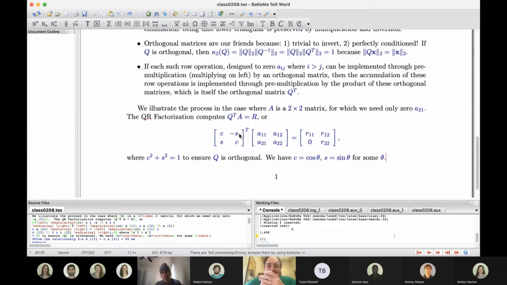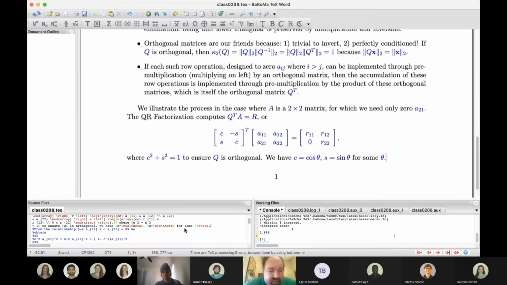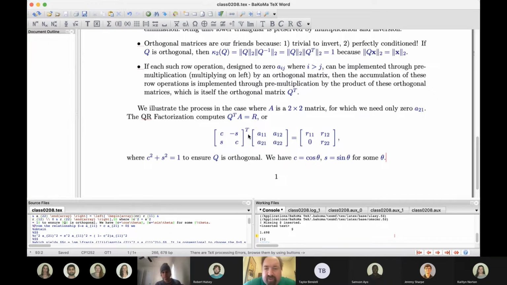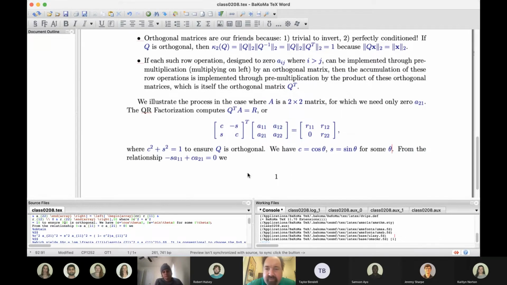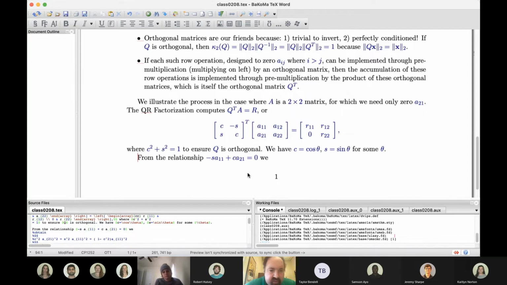Because you can describe orthogonal matrices as rotations. This implements a rotation in two-dimensional space, and that's actually where the term Givens rotation gets its name. So if I carry out this matrix multiplication and I set the 2-1 entry of the result equal to 0, so that's what I'm looking for, that would give me this. So I need C and S to satisfy this for whatever entries A11 and A21 I'm given.